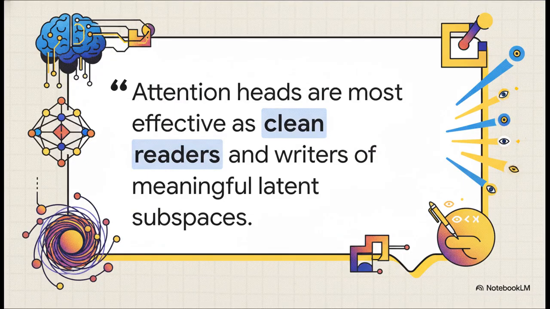So the big takeaway here is that efficiency comes from specialization. The most powerful models of the future won't just have more attention heads, they'll have better ones. Heads that act as clean, precise readers and writers for very specific jobs, like tracking grammar, or following a logical argument, or just holding on to key facts.